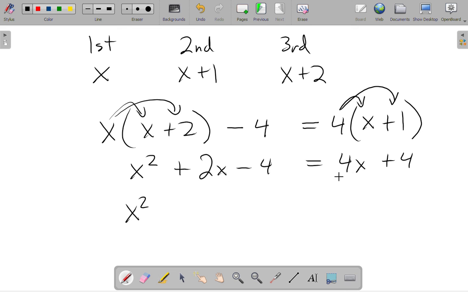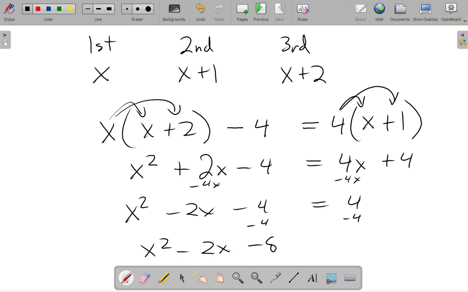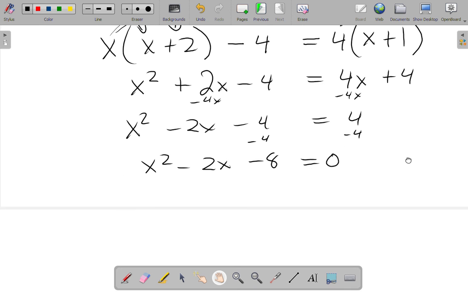If I bring the 4x over here, in other words, if I subtract 4x from both sides, I get negative 2x. Then subtract 4 from both sides, and then I have this. So now this is the form that we want it to be in.